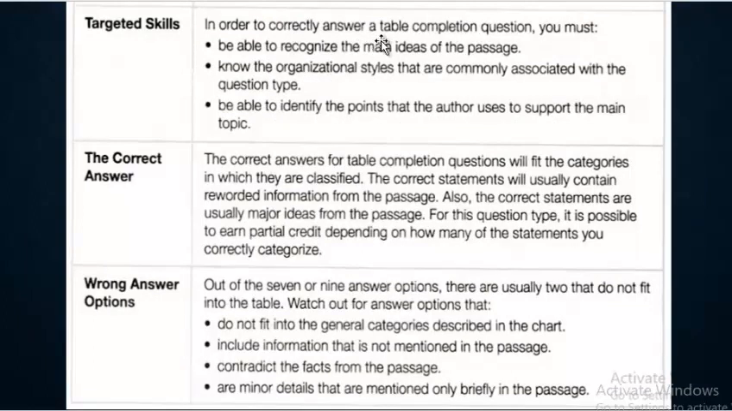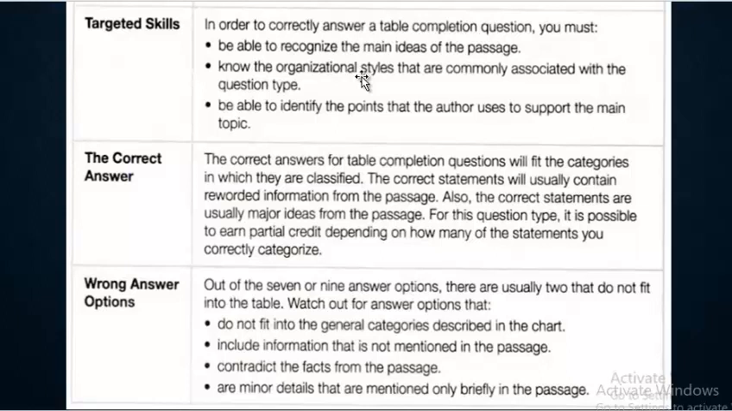Targeted skill. In order to correctly answer table completion questions, you must, number 1, be able to recognize the main ideas of the passage. It means the categories and also the statements. Number 2, know the organizational styles commonly associated with the question type. I have told you many times in listening, speaking and reading about organizational style, the structural style of a text. Is it pros and cons, advantages, disadvantages, argumentative, narration, description, opinion?